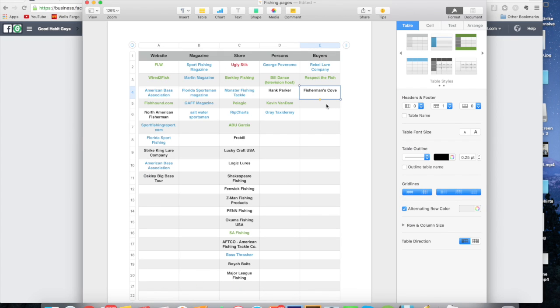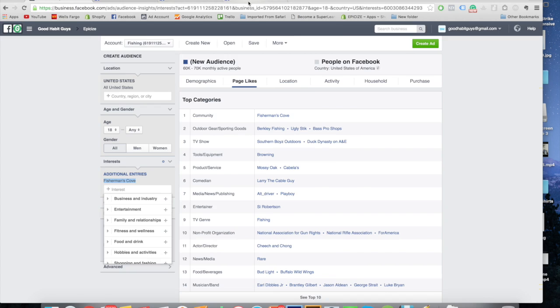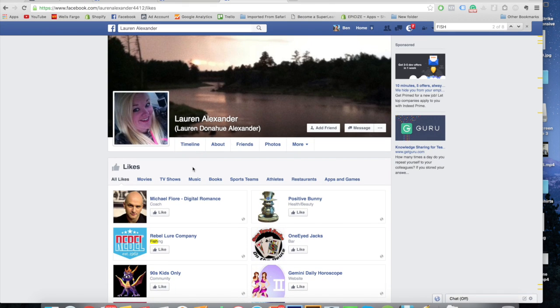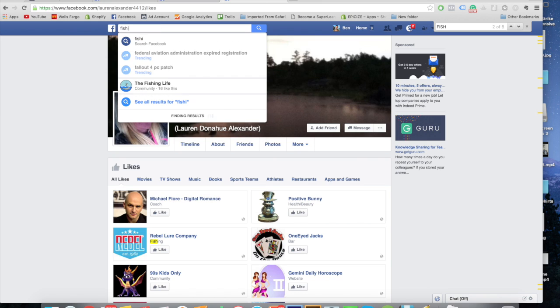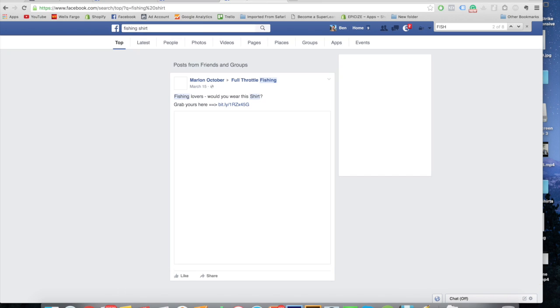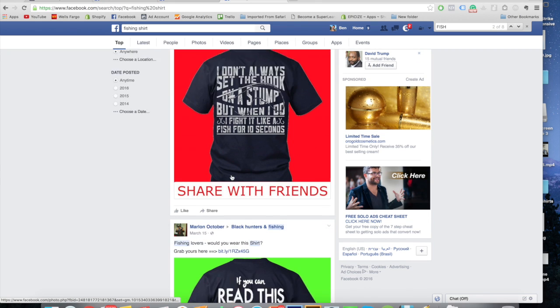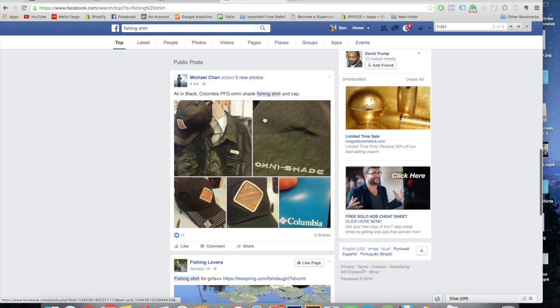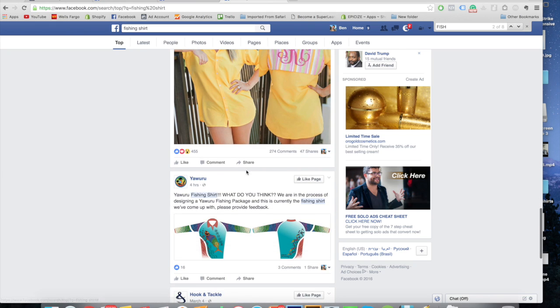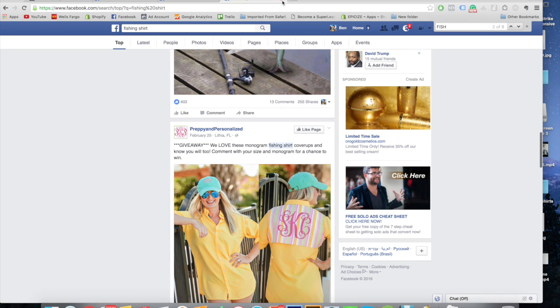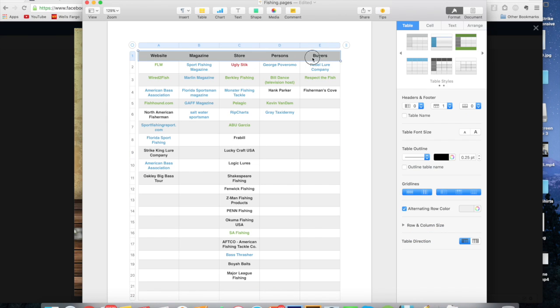Okay, so basically you just continue to do that until you get a good chunk of pages. This technique is extremely powerful. I want to let you know that. It's basically giving you the pages and the interests that the buyers like. So what I would continue to do, I would go through Lauren's likes, and then find another cool post. Let's see, fishing shirt, and I will go to another post and search for more people that bought stuff, and then go into their profile and check their likes and so on and so on. Okay, so now we have 5 categories.